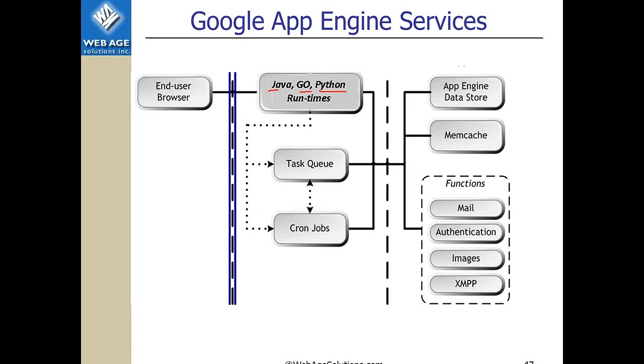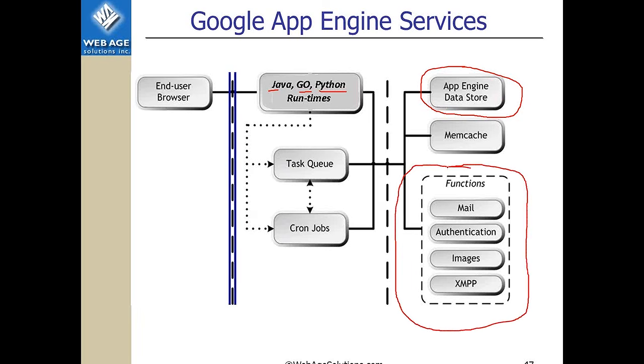And you can take advantage of the Bigtable-based App Engine data store, which has all the redundancy and high availability qualities that you would expect of Google. And it has all those services that you might want to use in your application, whether you would like to do mailing services, authenticate your clients, image processing, and instant messaging.